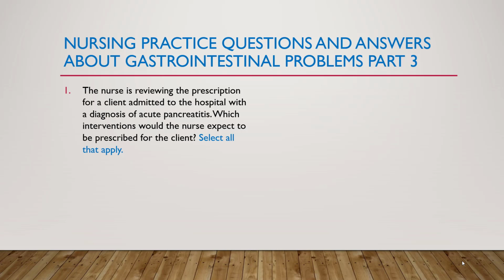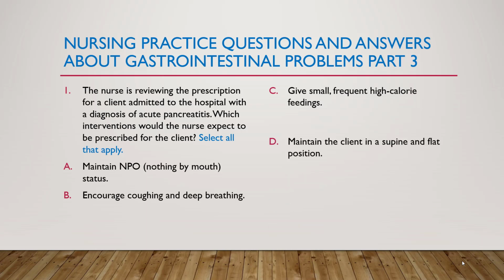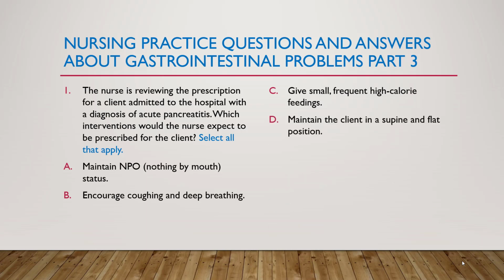Select all that apply. Option A, maintain NPO status. Option B, encourage coughing and deep breathing. Option C, give small, frequent, high caloric feedings. Option D, maintain the client in a supine and flat position.